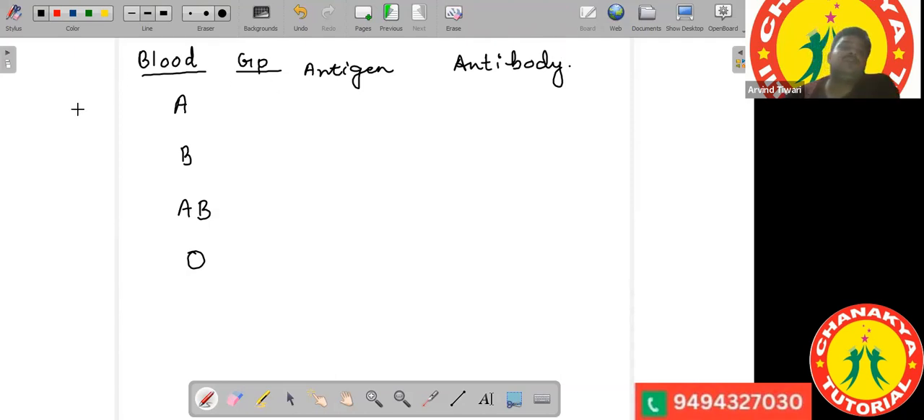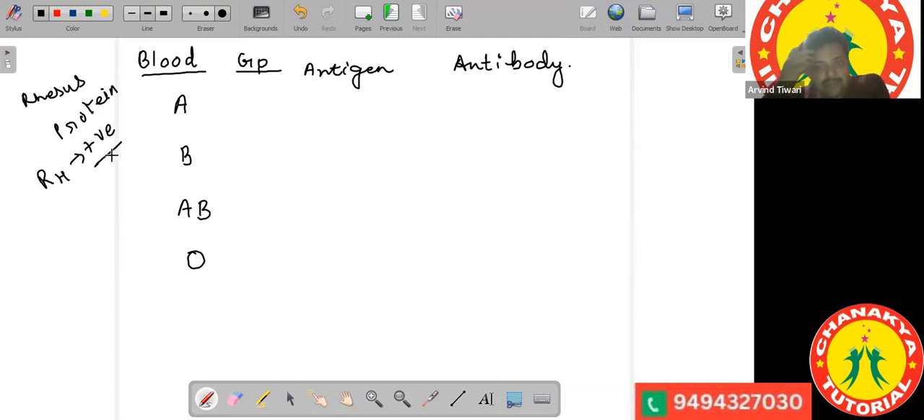Apart from them, you will also find a rhesus protein. A rhesus protein is also there in the blood, which is indicated by its nature as Rh positive or Rh negative. So you have heard that someone has a positive blood group and someone has a negative blood group, right? The positive blood group is indicated if it has the rhesus protein. If the blood has the rhesus protein, we say that the blood is Rh positive. And if it lacks the rhesus protein, we call that blood group rhesus negative.